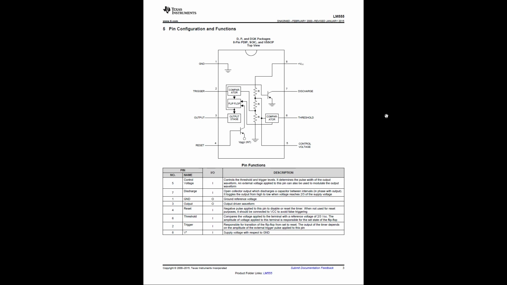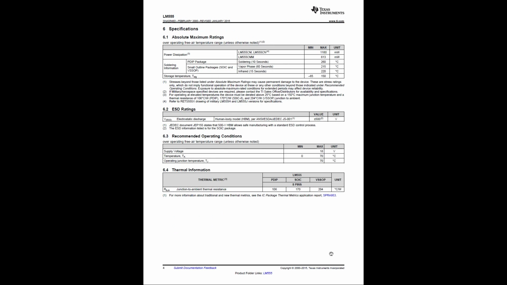So this, if you notice, gives you the schematic of the pins. Notice that they're numbered. So this is the notch. If you had turned it around, this would be the left corner. In this view, this gives you 1. It tells you, okay, 1 is ground. It needs to be connected to ground. 2 is trigger, 3 is output, 4 is reset, and so on and so forth. It gives you a piece of information here as well.